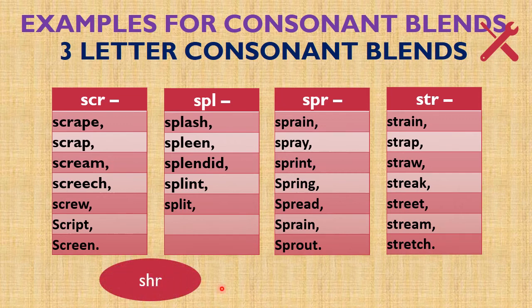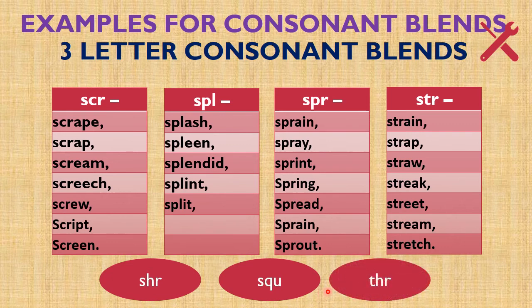Now I am going to show you the other three letter consonant blends. Here there are three consonants, but you can hear only two sounds. SHR: SH is sh, R is r, shr. Like that, squ. Even though we have three consonant letters, the sound of these blends is two consonants. The next one is thr, th r, as in thread. Squ as in squirrel, shr as in shrug.